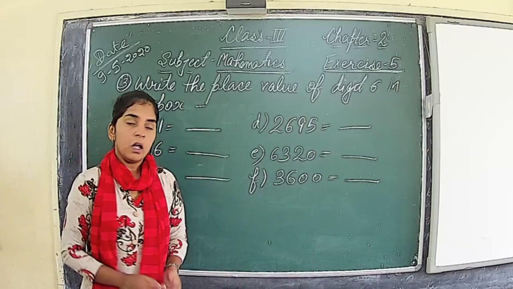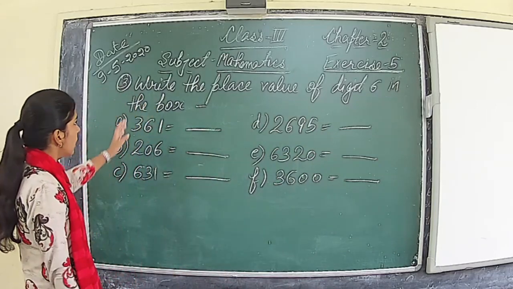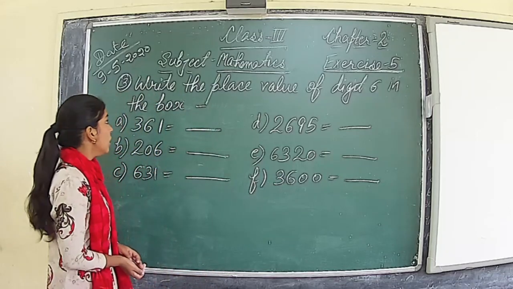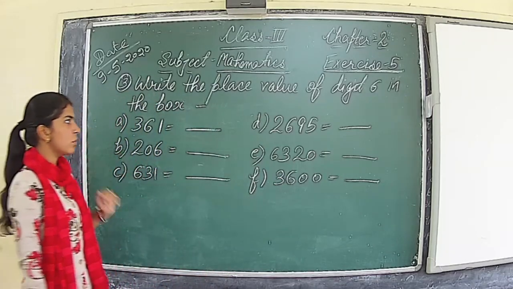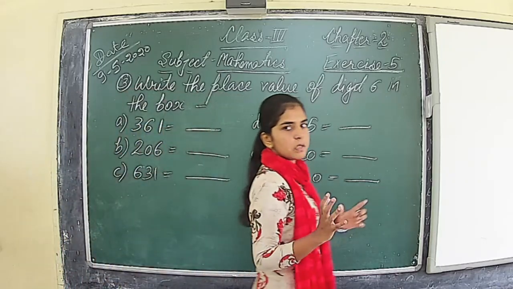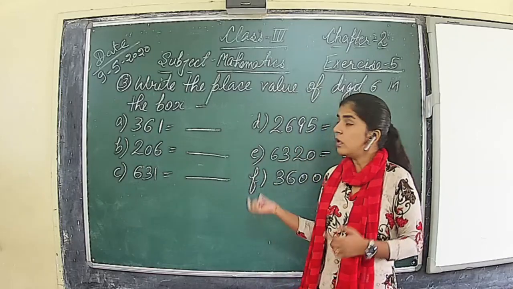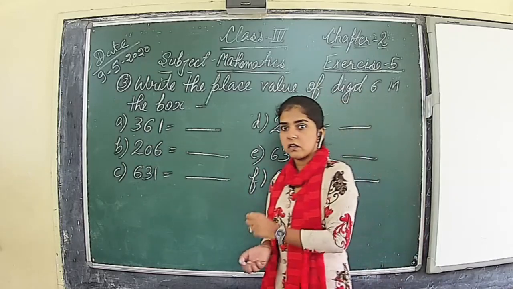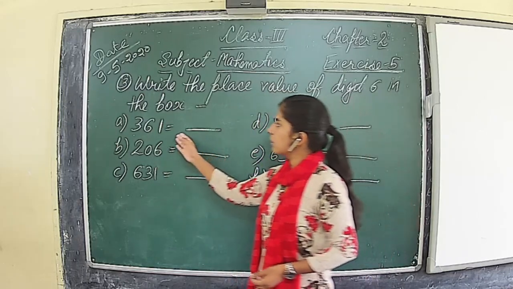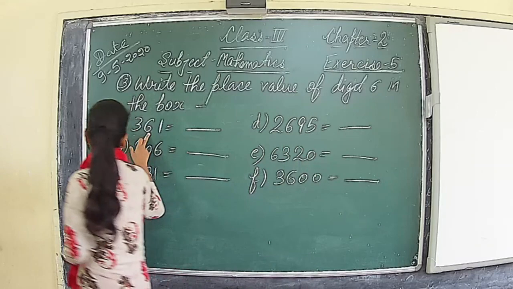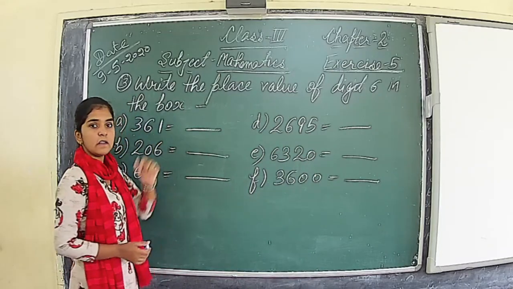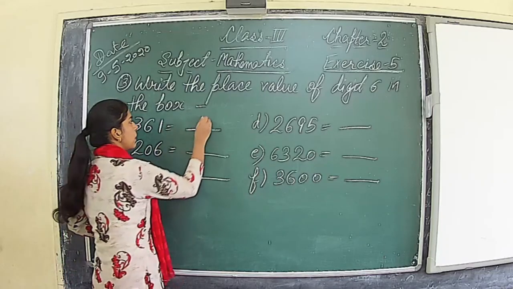Now let us read the question again. Write the place value of digit 6 in the box. So we have to write the place value of 6 in each number. I told you already what is the meaning of place value. Place value is the value of the digit at a particular place in a number, right? So in this number, 6 is at the place of 10. So 6 times 10 means 60. So its place value will be 60.